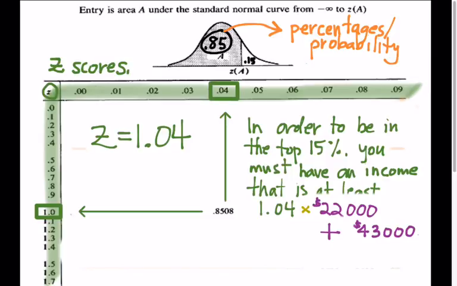So all we need to do is just follow the order of operations. What operation do we do first here? Multiplication. PEMDAS. M comes before A. So 1.04 times 22,000 is 22,880. I think that's right. You'll have to double check me. I'm working on the fly here. And then I'm supposed to add that to 43,000. And that's going to give me 65,880. And there's my x value.